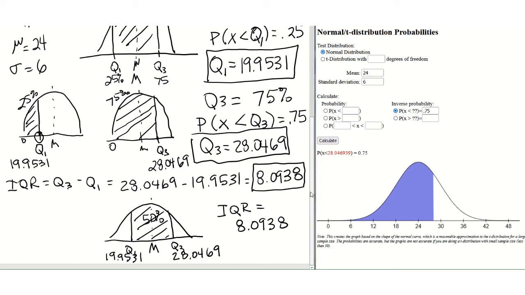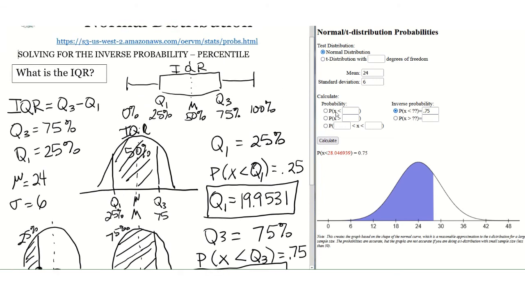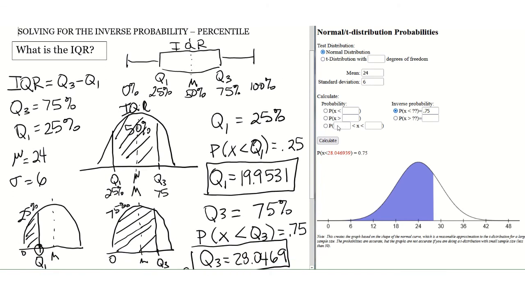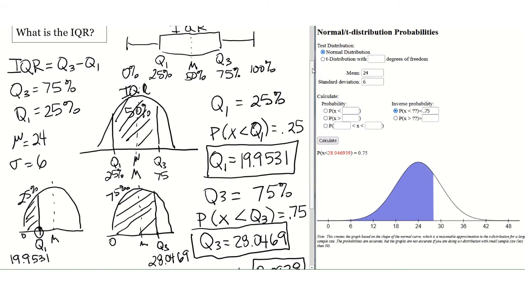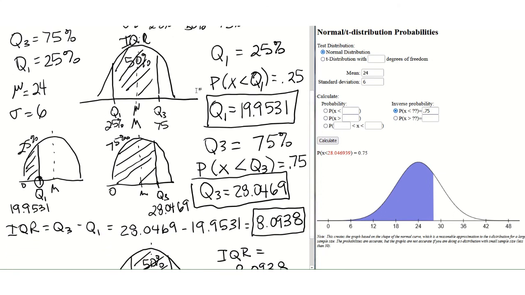So let's just review this, because this problem trips up a lot of people. When you solve for the IQR, there are 3 steps to this. The first thing you need to do is solve for the first quartile. The first quartile is at 25%. So you're going to plug that into your probability calculator, and that's going to give you this point right here, where you're going to get 25%.